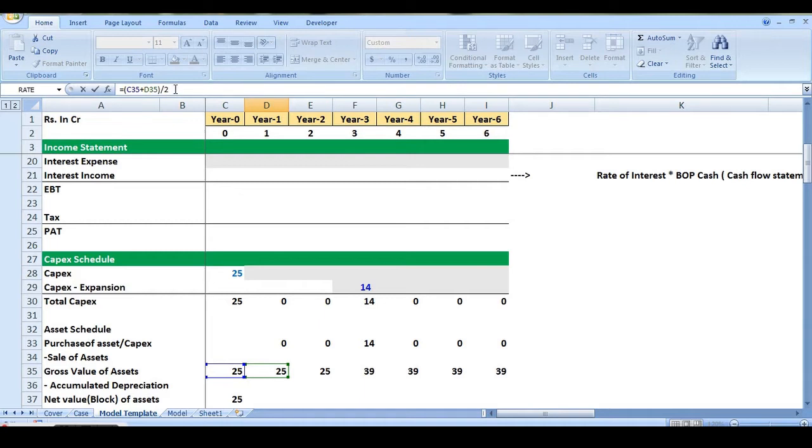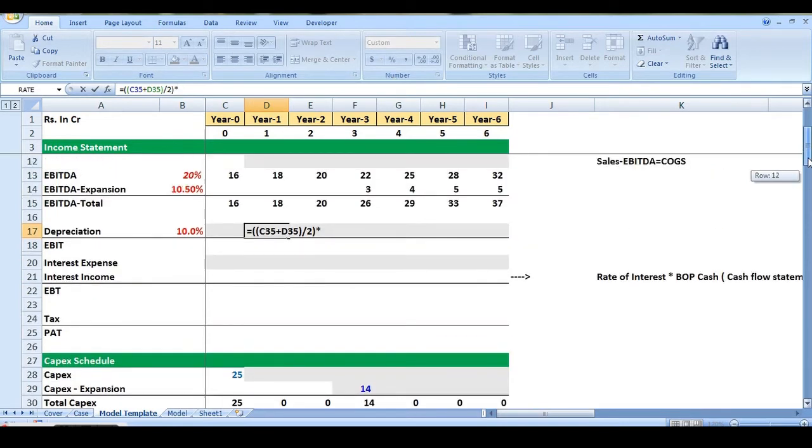Look at the formula bar carefully. I am making an average of it by dividing it by 2, and now I multiply it with the depreciation rate. Depreciation rate we have already recorded in the assumptions column here, but I freeze it now. Why? Because I want to use it as a reference while dragging. So I freeze the depreciation rate, which I want to keep common, but the rest of the things I want to move as I drag the formula. So I simply press enter and it gives me the depreciation of 3.